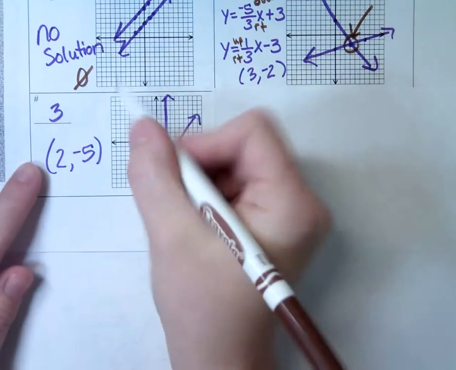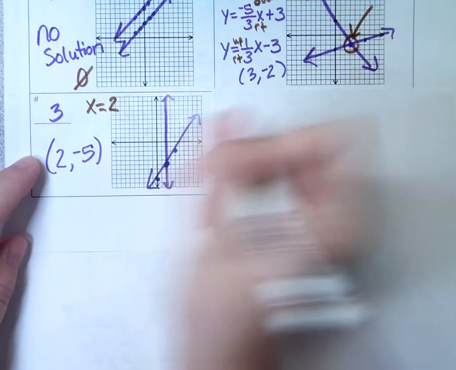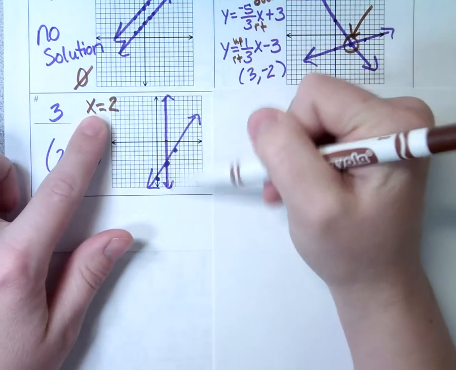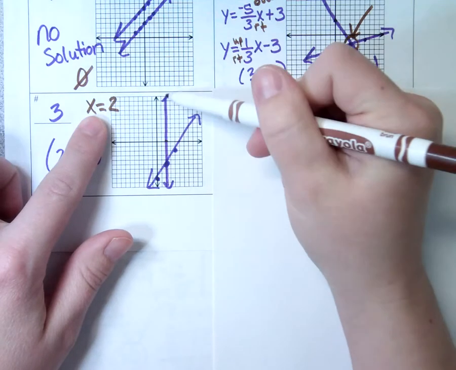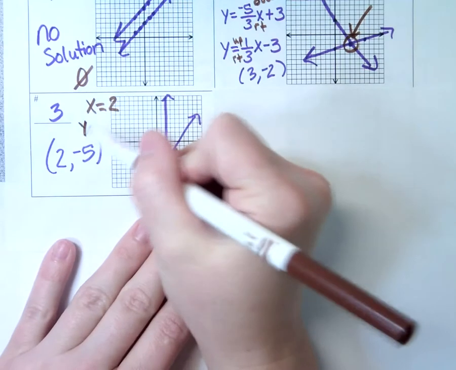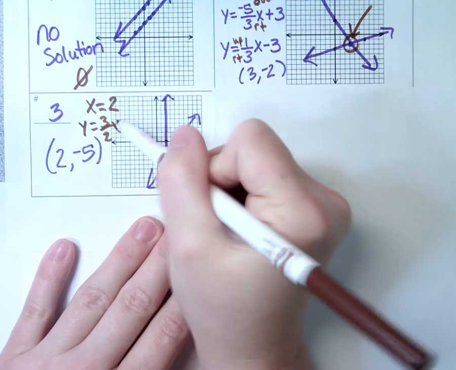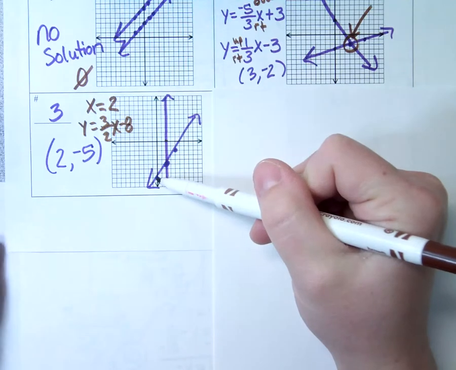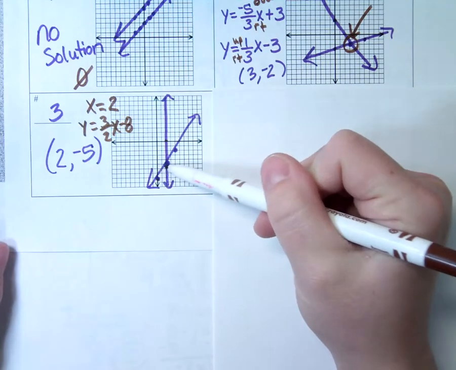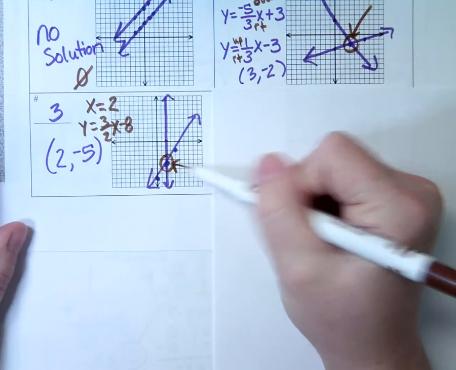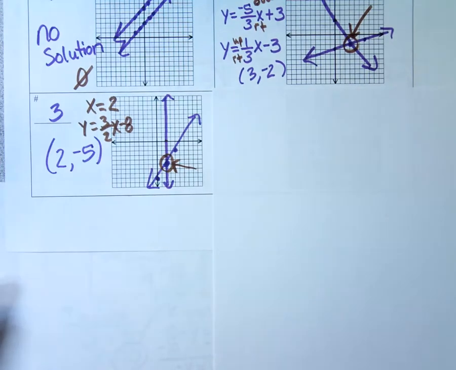Now, if I want to graph x equals 2, you have to remember x equals lines: I go to where my x is a 2, and all x equals lines are vertical because they only touch the x-axis. And then the other equation was y equals 3/2 x minus 8. So I went down to negative 8 on the y-axis. The slope was 3 over 2, so up 3, right 2, up 3, right 2, and right here, bam, that's where the two lines intersect, which is (2, -5).